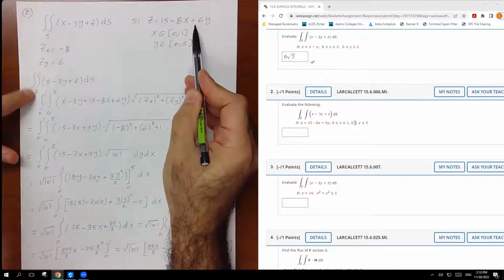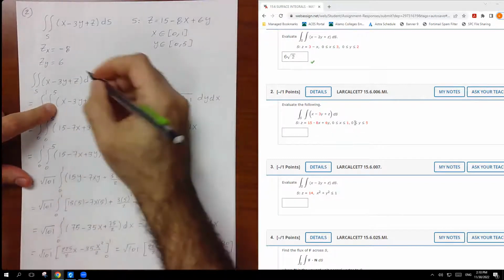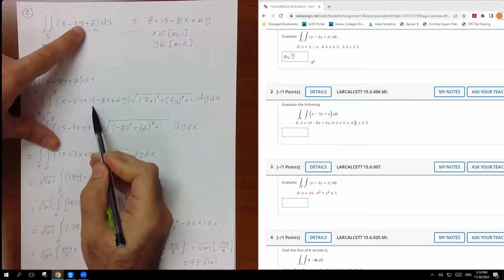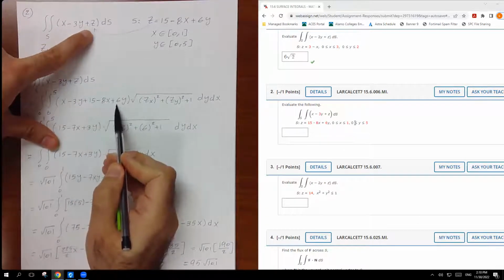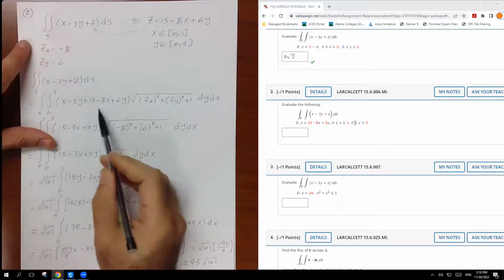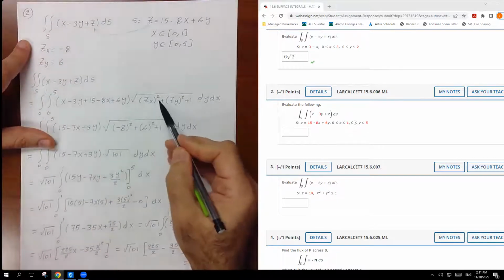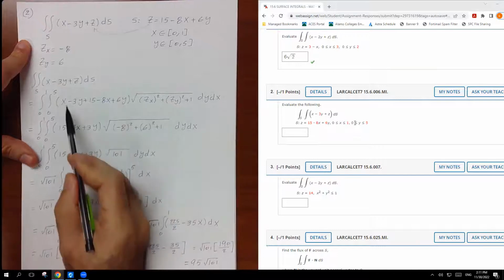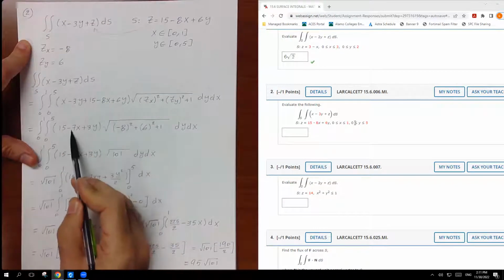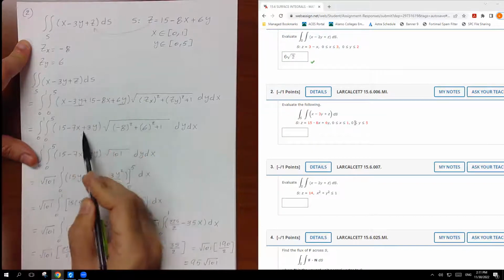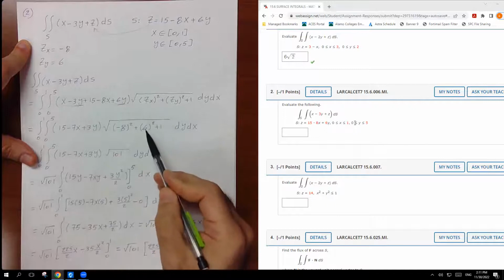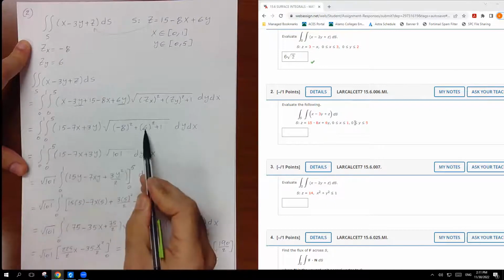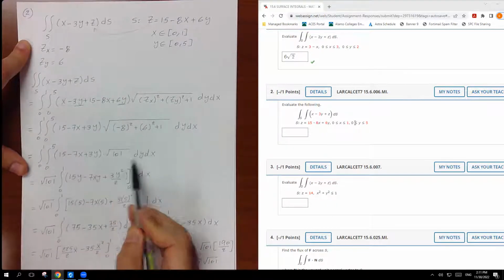Now the double integral is going to be, plug in z here. So it's going to be x minus 3y plus 15 minus 8x plus 6y. Combine the like terms here, and here is going to be the square root of z sub x squared plus z sub y squared plus 1 dy dx. So combine the like terms: 15x minus 7x, and y with the y, so it's going to be plus 3y, and -8 squared plus 6 squared plus 1. So here's going to be exactly the same thing. Combine the 64 plus 36 plus 1 is going to be 101 dy dx.